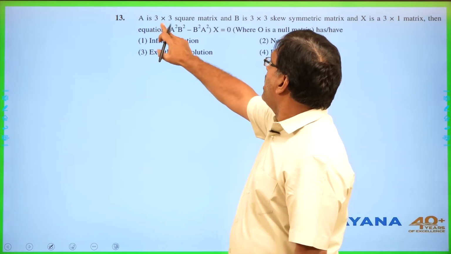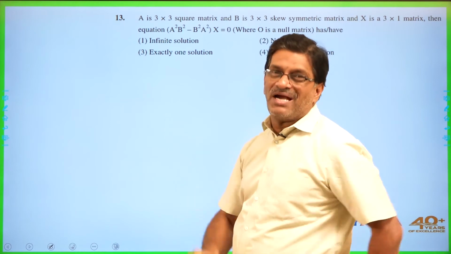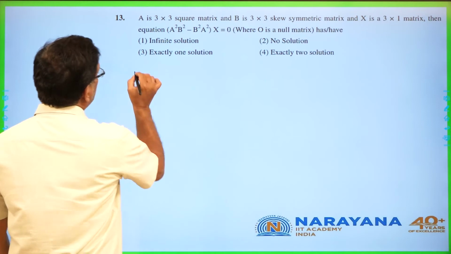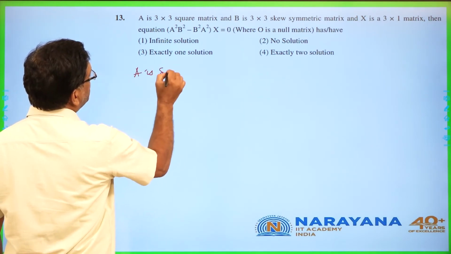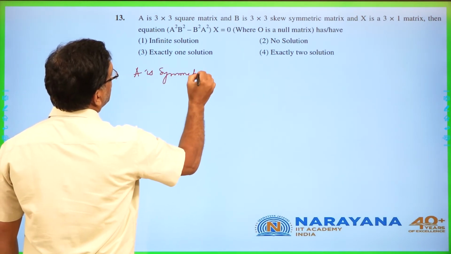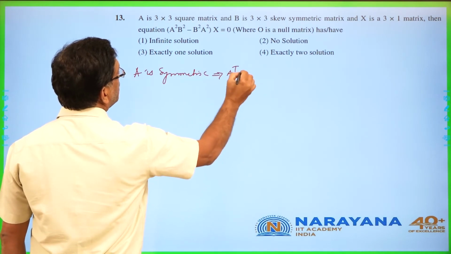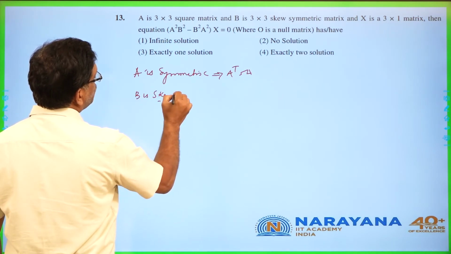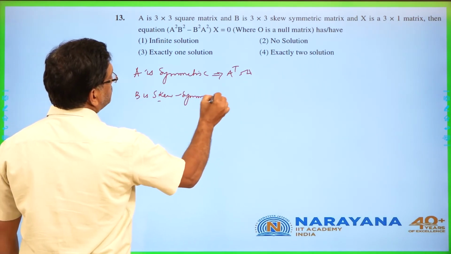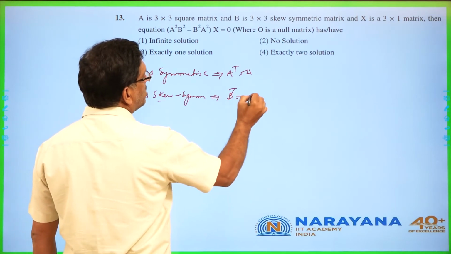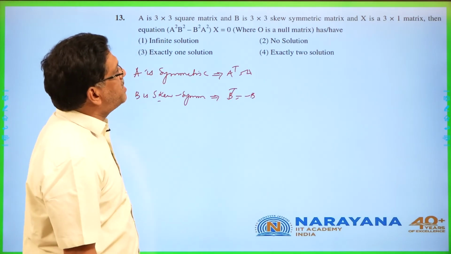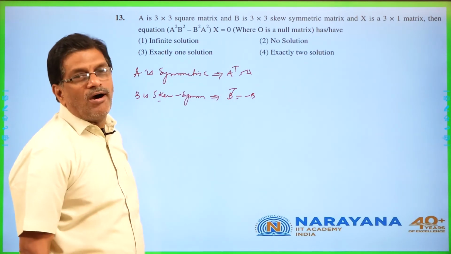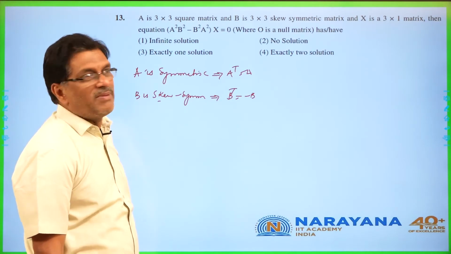We are not sure. A is a 3 by 3 square symmetric matrix. You would have given because B is skew symmetric given. So A is symmetric. A transpose is A. B is skew symmetric. That means B transpose equal to minus B. Then he is asking, X is a column matrix 3 by 1, right?